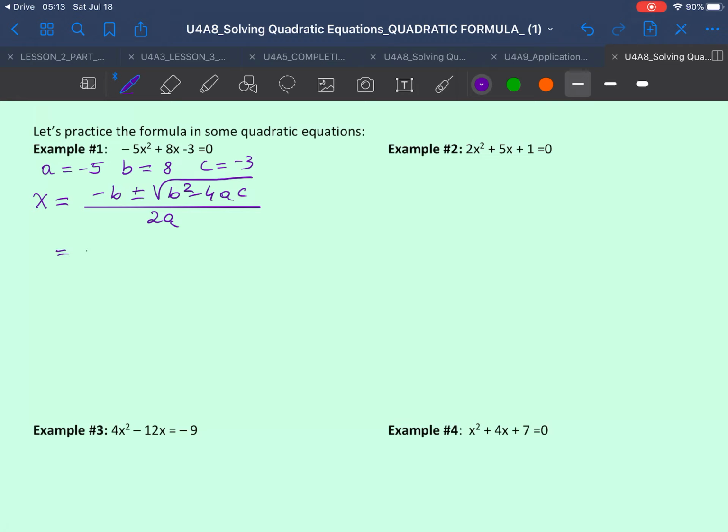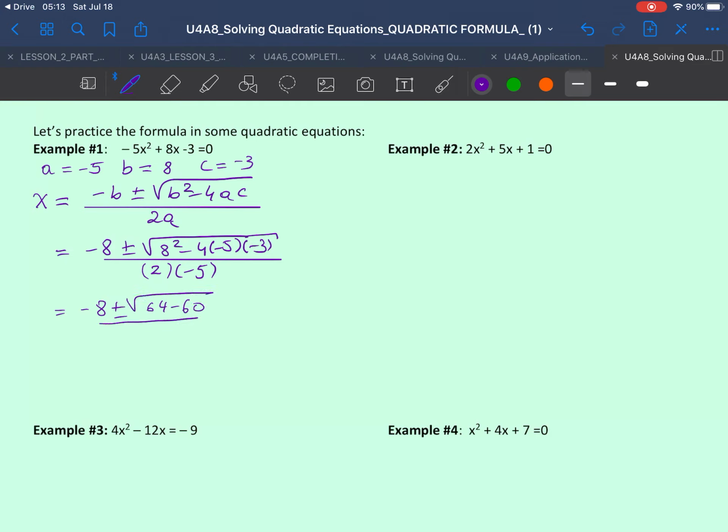So negative b is negative 8, plus or minus square root of 8 squared minus 4 times negative 5 times negative 3, divided by 2 times negative 5. Okay, and now we simplify. We have negative 8 plus or minus, so 8 squared is 64, and 4 times 5 is 20, times negative 3 is negative 60, so 64 minus 60, divided by negative 10.